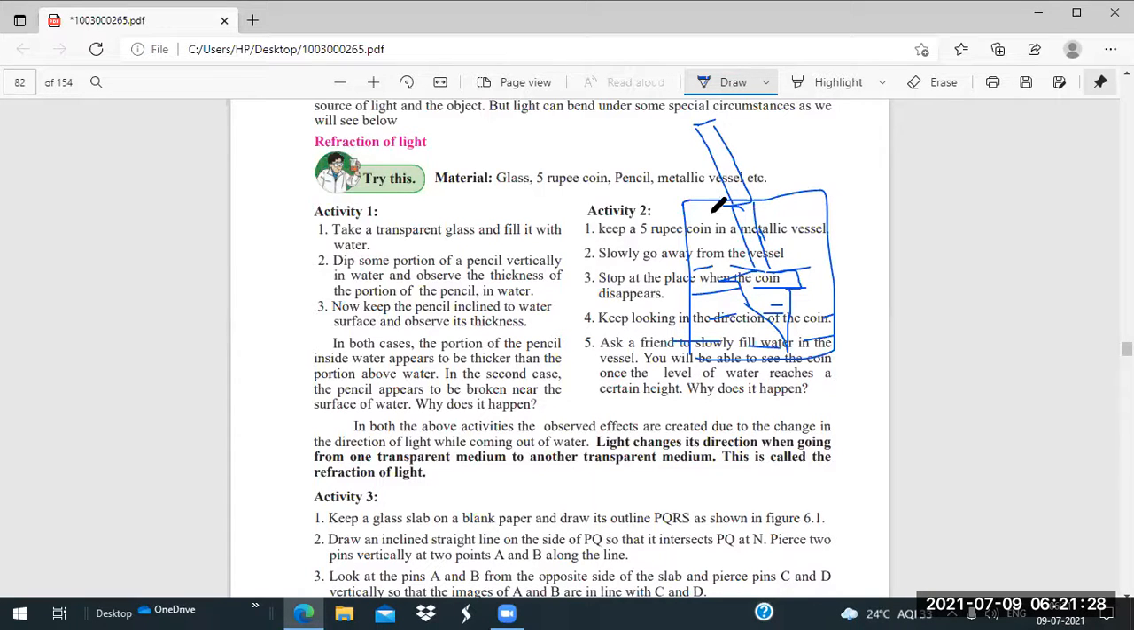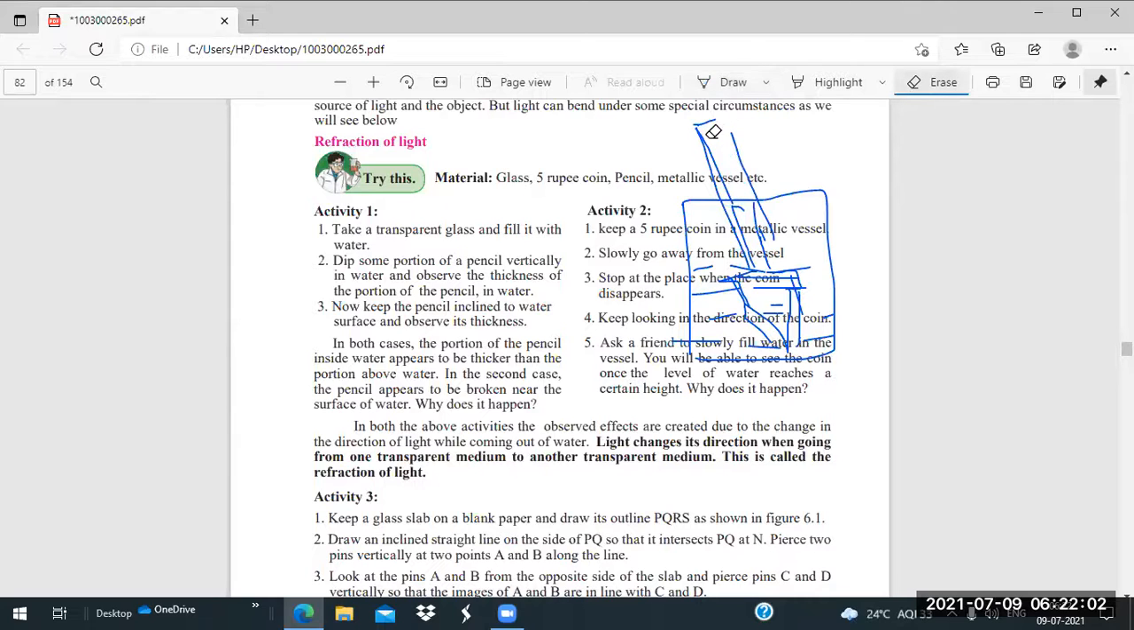And one more thing, in the water portion, whatever the pencil is present, it feels like it is broken. And this happened due to only one phenomenon. That phenomenon is the refraction of light. And why does this happen? Because light changes direction when going from one transparent medium to another transparent medium. If the medium is not transparent, then we can't see this phenomenon. When the medium is transparent, then only we can observe this phenomenon.